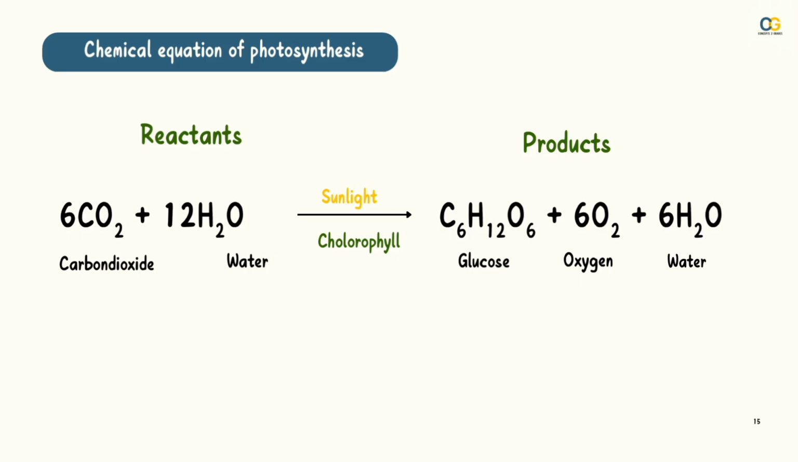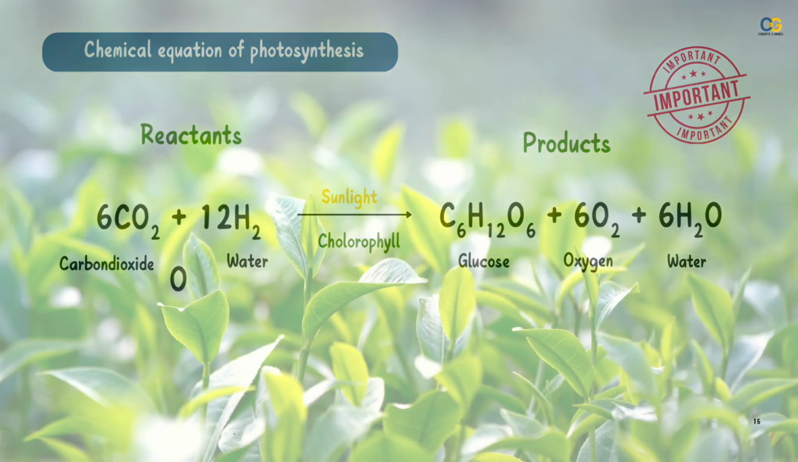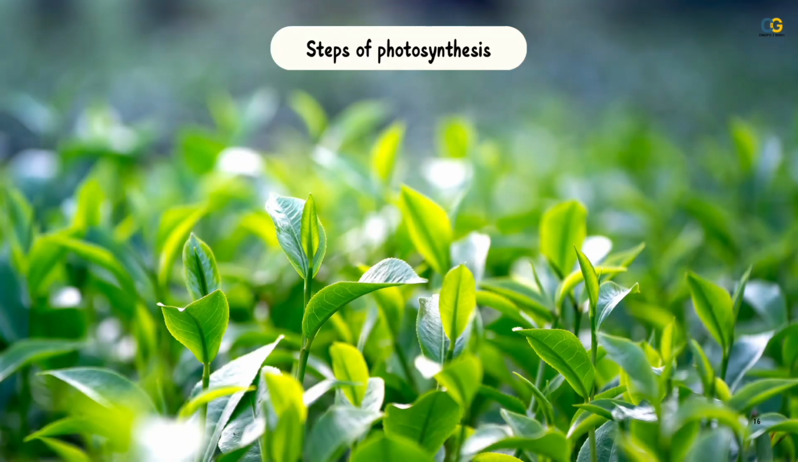This balanced equation of photosynthesis is the important concept of photosynthesis and it is asked multiple times. So please try to understand this equation so that you don't have to blindly memorize it. Let us understand how plants are able to convert carbon dioxide and water to carbohydrates or glucose. Let us learn this through the steps of photosynthesis.